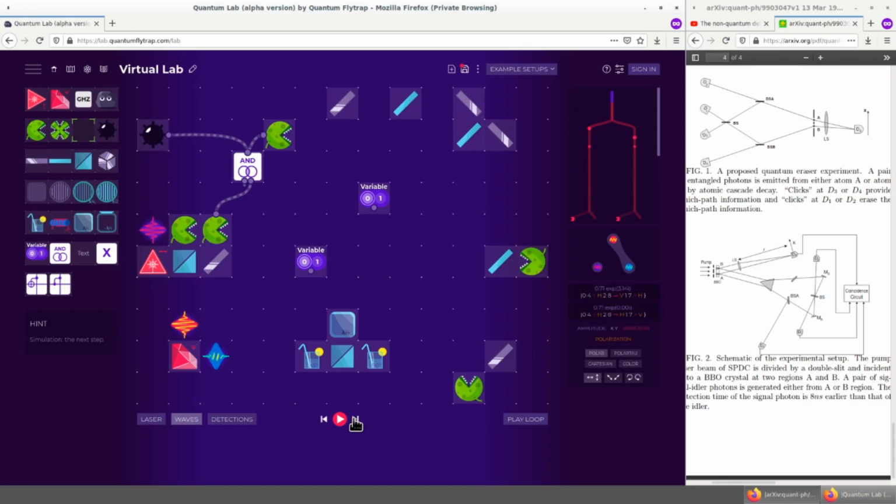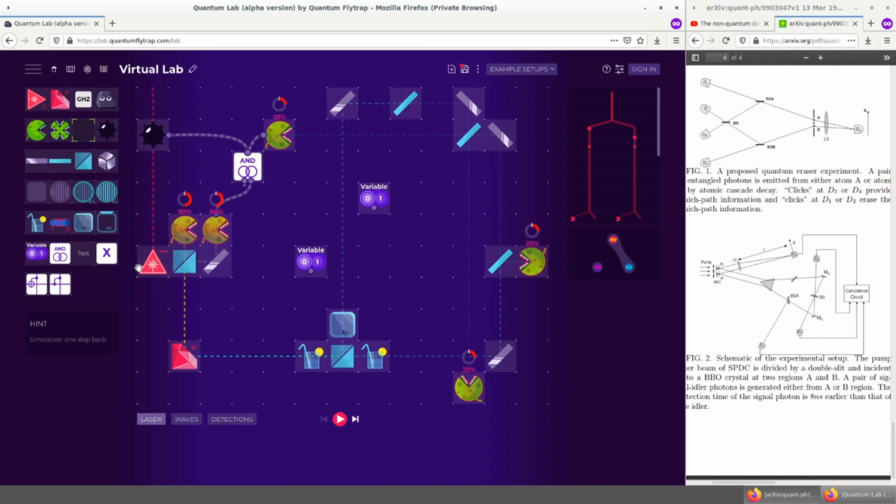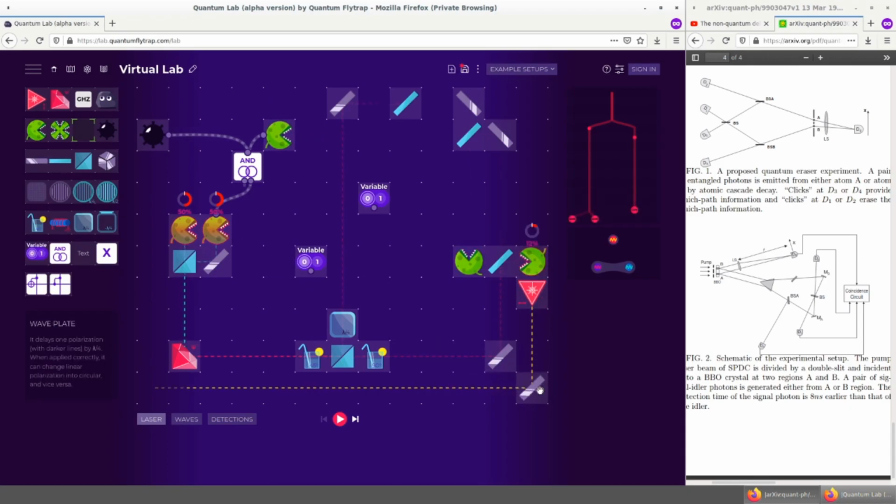So currently it's way too close. And if we step forward through the simulation, we can see that the reader photon has left the system and this one over here is still moving around. So we need a lot more delay. Let's actually move this out of the way and bounce this all around the sides. And then we'll need an AND gate for the other one as well.